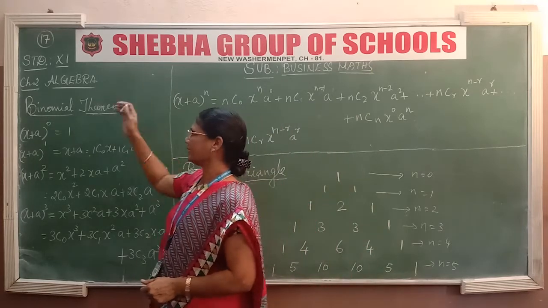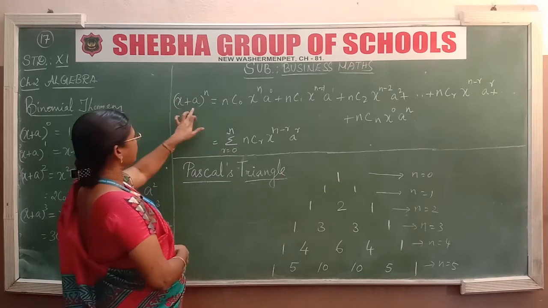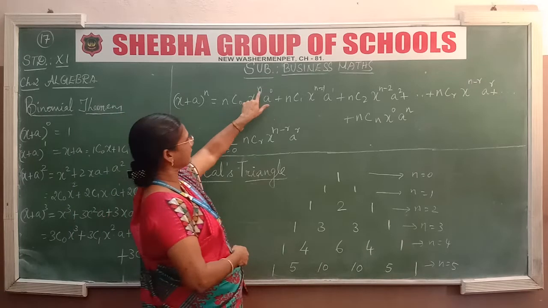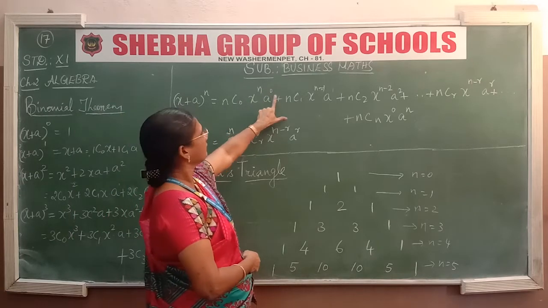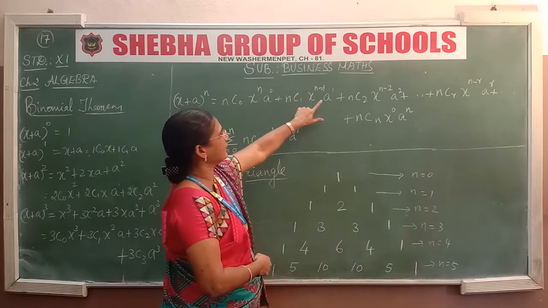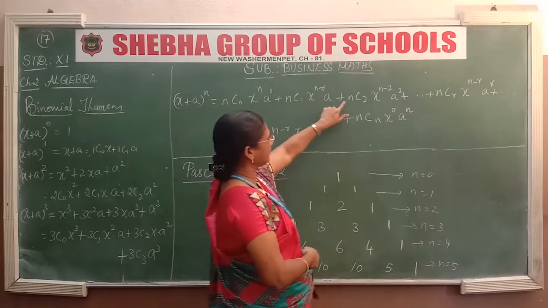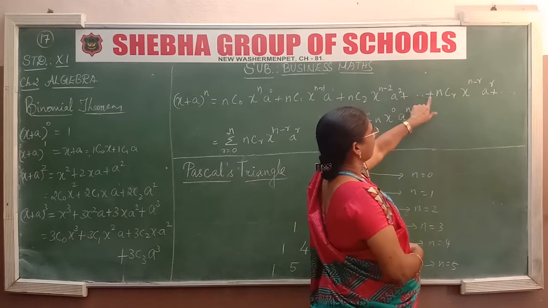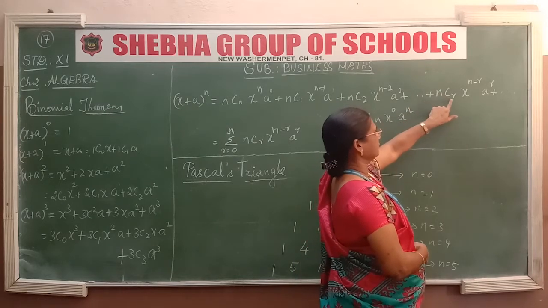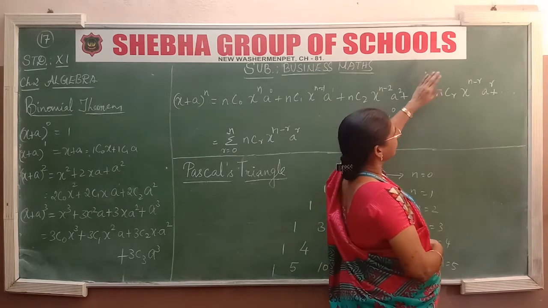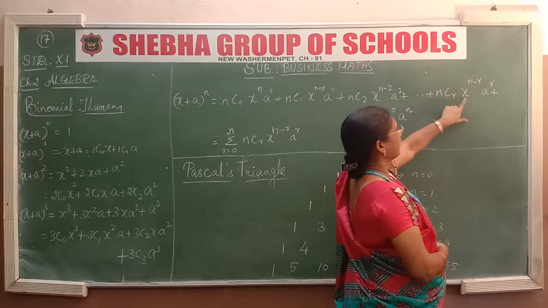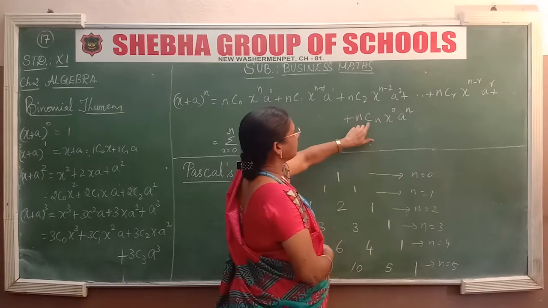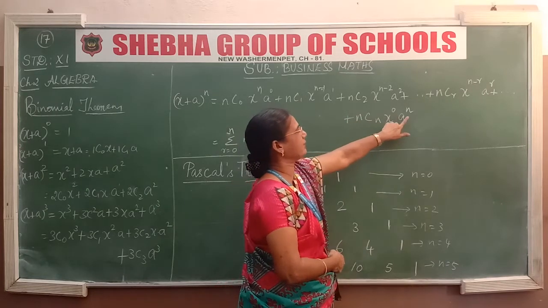So binomial theorem is (x plus a) whole power n equal to nC0 x power n a power 0 plus nC1 x power n minus 1 a power 1 plus nC2 x power n minus 2 a power 2 plus etc. plus nCr, the general term, nCr x power n minus r a power r, plus etc. up to nCn x power n a power n.